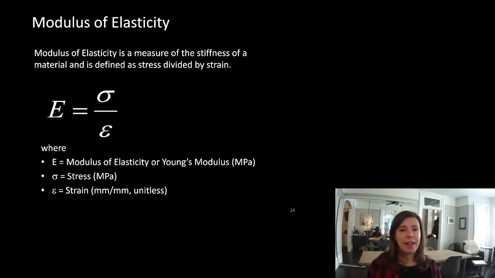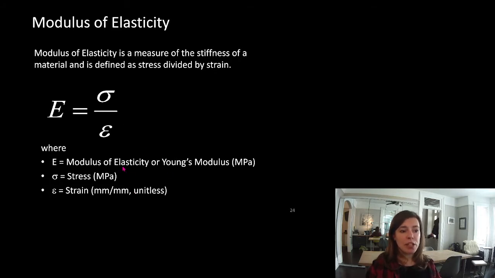Okay, here's where it gets really cool. The relationship between stress and strain has a name. Remember I said there was some force that we're applying when we calculate strain, but we don't care what it is? And that's true when we're talking about the strain. But that stress and that strain are related to each other. And in the realm that we're talking about, we call it the modulus of elasticity, which is a measure of the stiffness of a material and is defined as stress divided by strain.